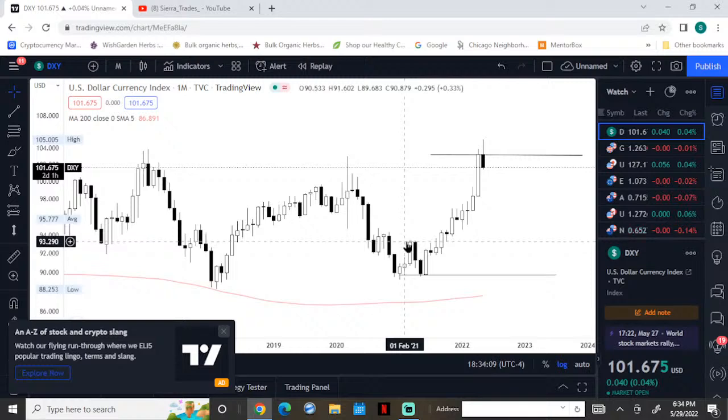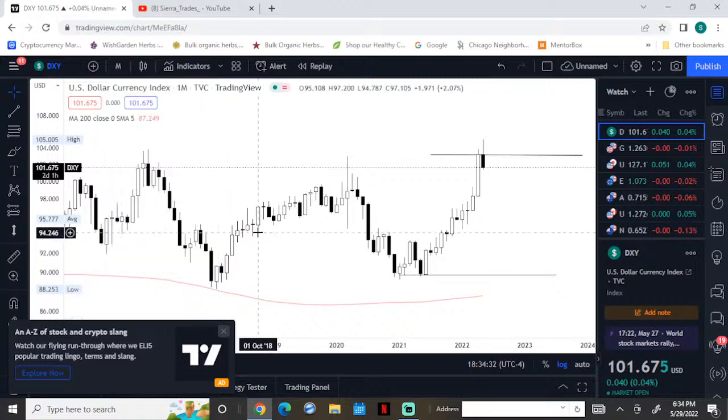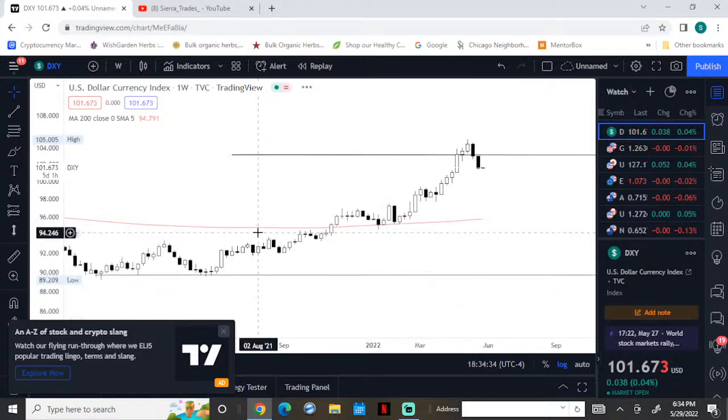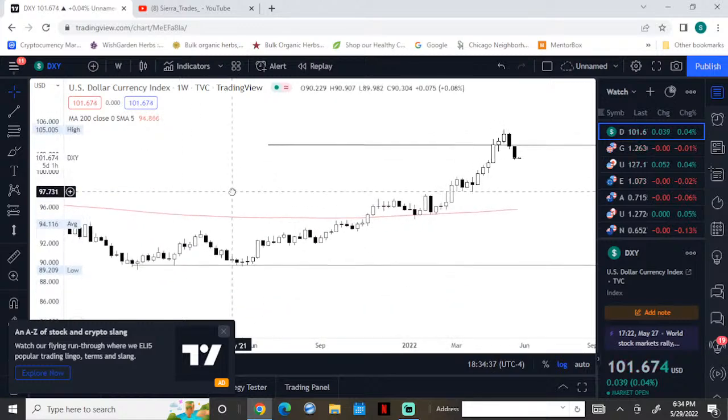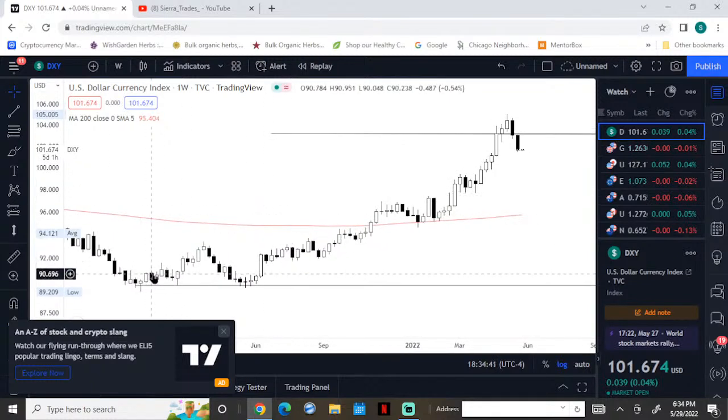I'm debating about this area, but it'd probably look better on a smaller time frame. So I'm not going to mark this area right here. So right now I have my monthly zone. Go down from the monthly to the week. Now this zone is still 2021.